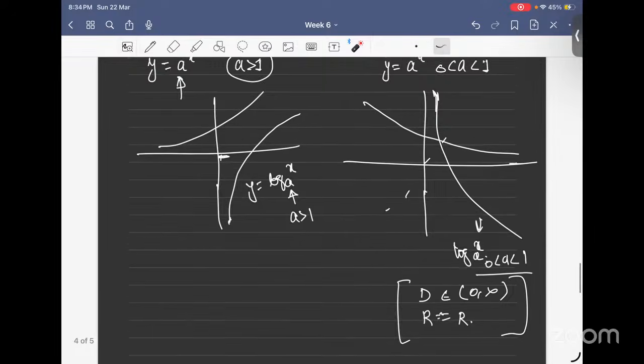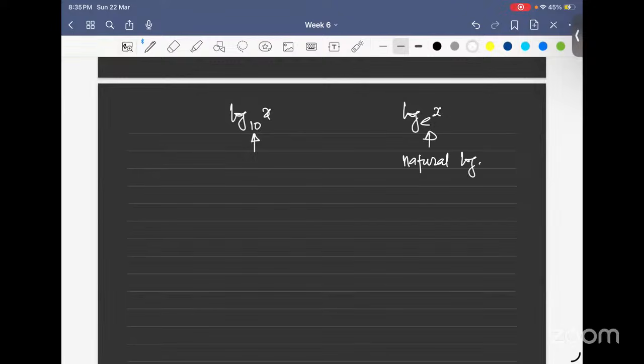Mostly it will be mentioned in the paper, but they will not write it as natural log or common log; it will be given in some other form. Whenever the base is 10, you call it a common logarithm, and whenever the base is e, it is a natural log.